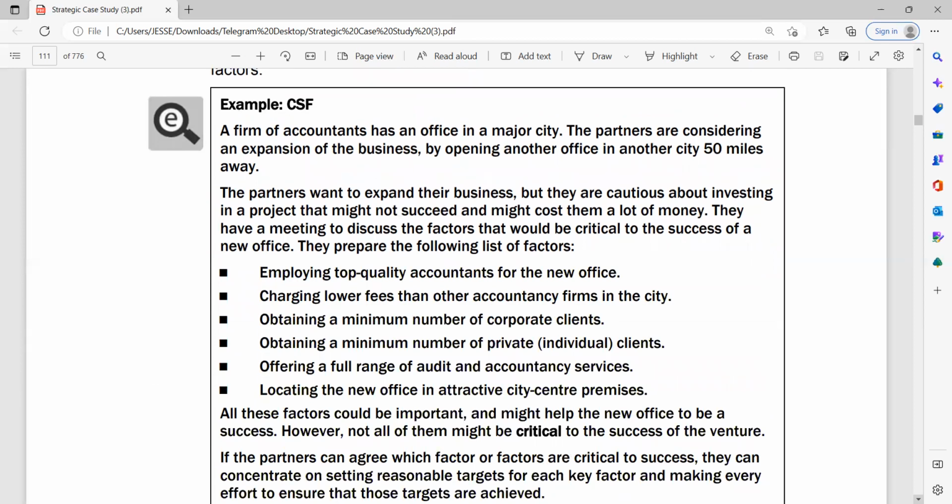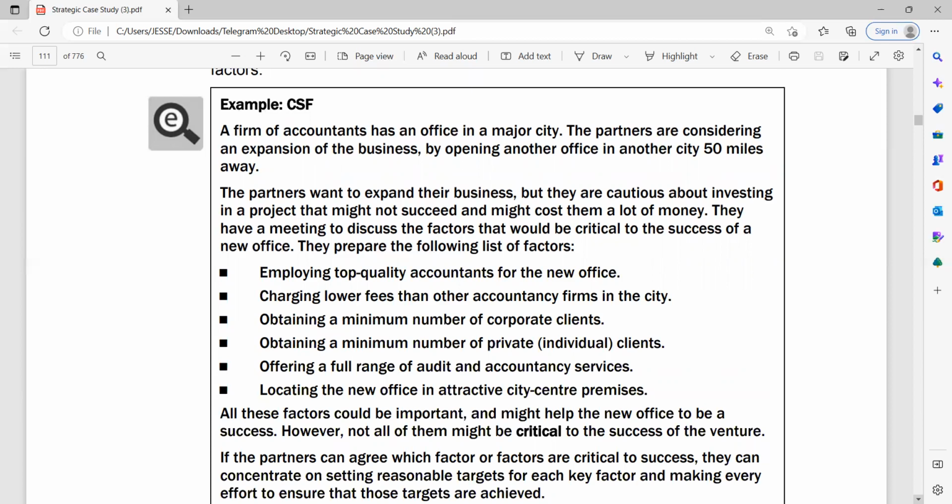So let's look at this example. A firm of accountants has an office in a major city. The partners are considering an expansion of the business by opening another office that's 50 miles away. The partners want to expand their business, but they are cautious about investing in a project that might not succeed. They are having a meeting to discuss the factors that would be critical to the success of the new office.